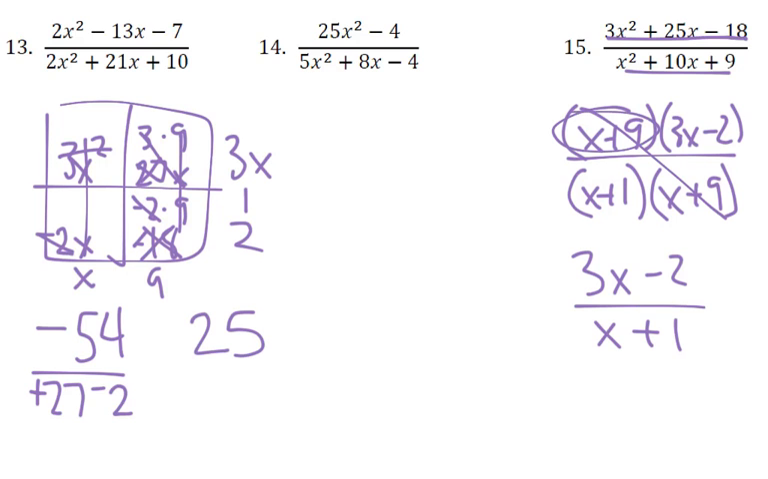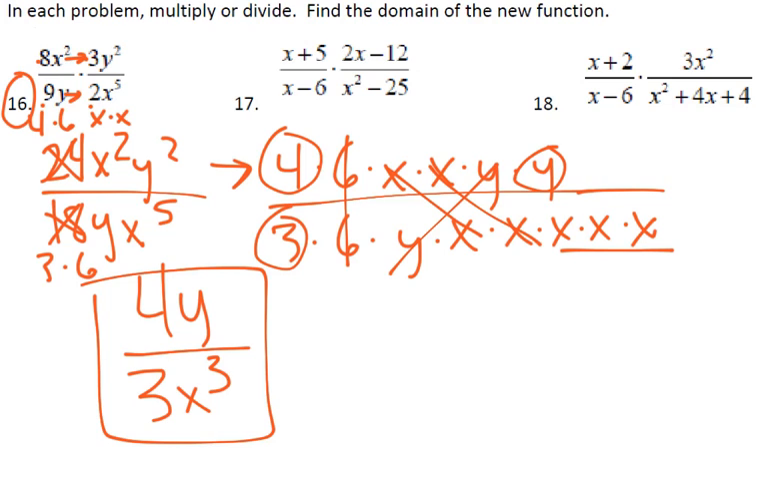Now we know there's a hole right there at negative 9. We know there's an x-intercept where this equals 0, and there's going to be an asymptote where that equals 0. We'll talk more about that later, so I'm happy if you can get here. Okay, now we go to these multiplying problems.